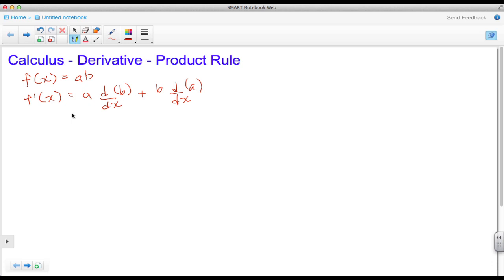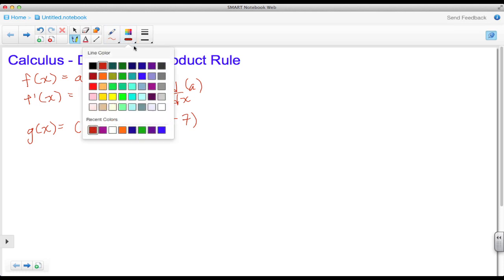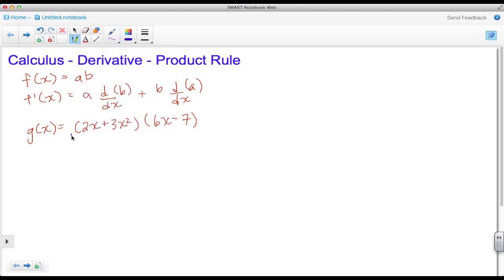So let's take a look at an example. Let's say we have g of x is equal to the quantity 2x plus 3x squared times 6x minus 7. Here, let me go ahead and change the color, try to make this a little more distinctive. Here we're saying this first factor is going to be a, and this second factor is going to be b. So let's first look at a prime.